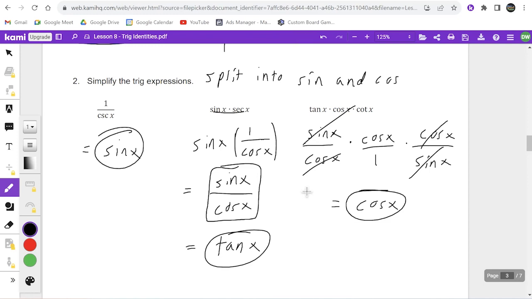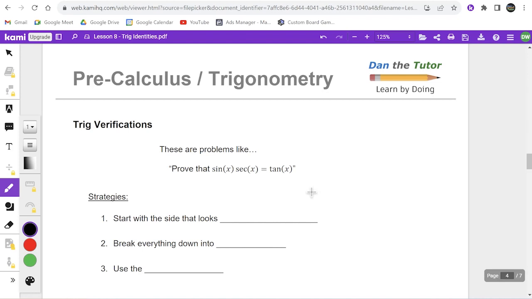Well, in the simplify ones, you just simplify as much as you're able to. In a trig verification, x marks the spot, no pun intended. You've got to go to what it says you need to equal it to. So sine x secant x equals tangent x. You start here, you've got to make it look like tangent x. Simple as that.